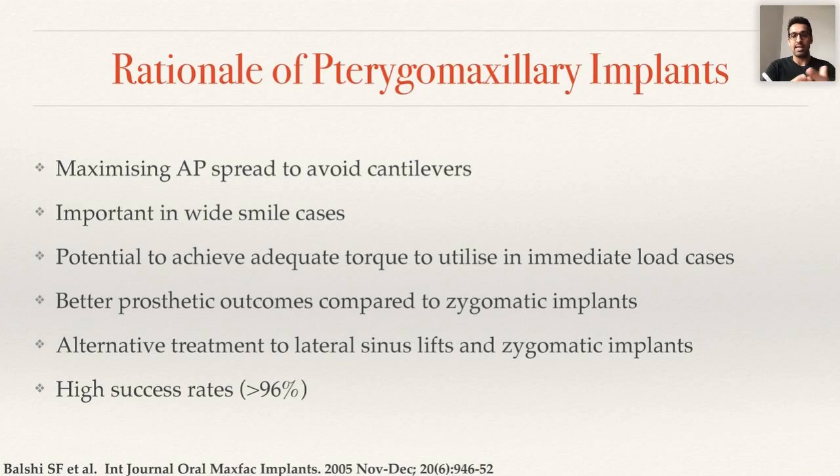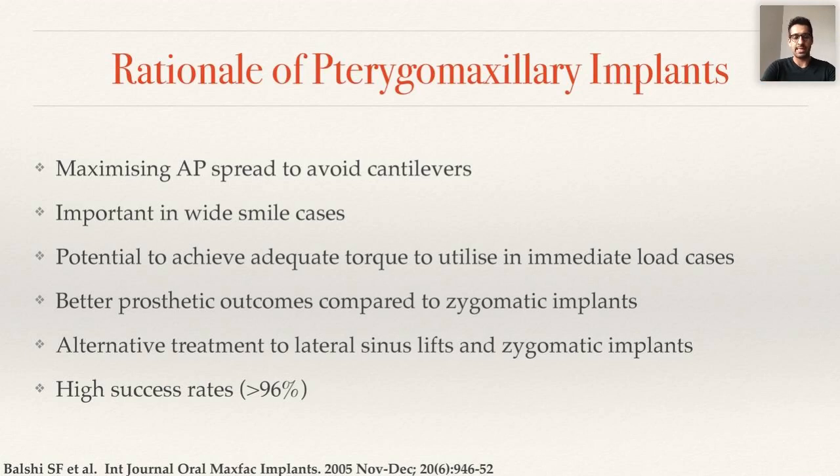What's the option? A sinus lift and place an implant, or we could place a pterygoid implant and give the patient teeth all the way back. A real benefit of pterygoid implants is that when you really refine the technique, we can get high insertion torque, 40, 50 plus newton centimetres, when we place the pterygoid implants. That allows us to immediately load, which is a great benefit.